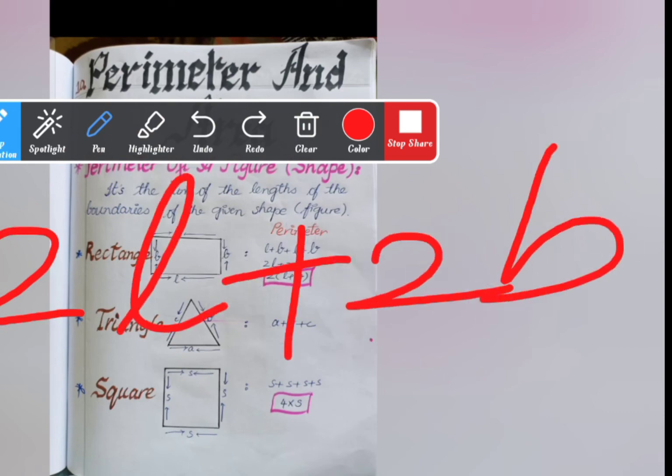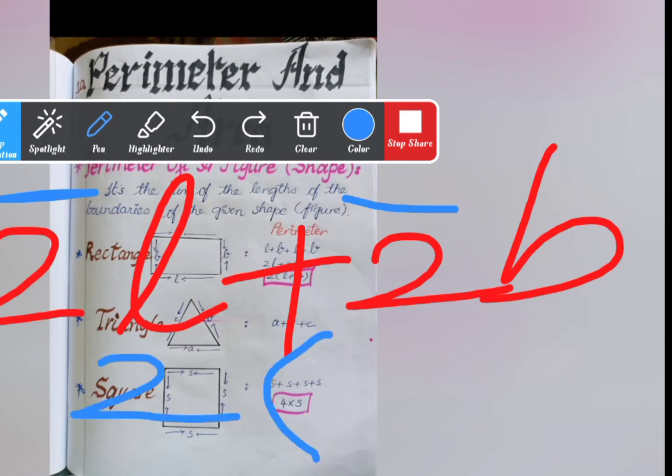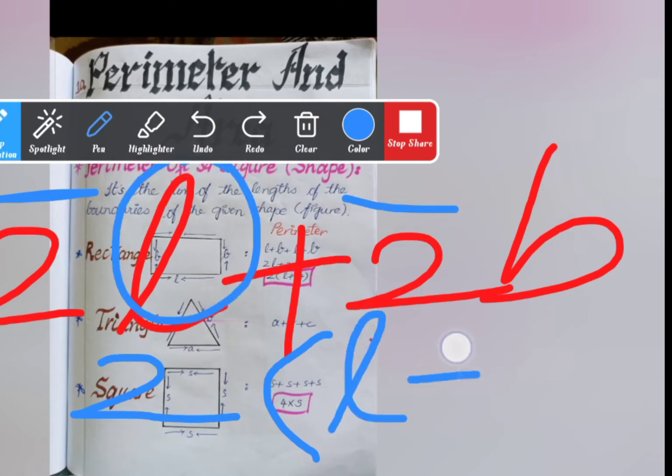Here in these 2 terms we can see that 2 is common. Here also 2, here also 2. If 2 is common, we can take it out, and from this 2l we have taken out 2. So what is left here? This l is left, and in 2b, 2 is already taken out, so plus is plus, what is left here? b. So 2 into (l plus b). This is nothing but our formula to find out the perimeter of a rectangle.